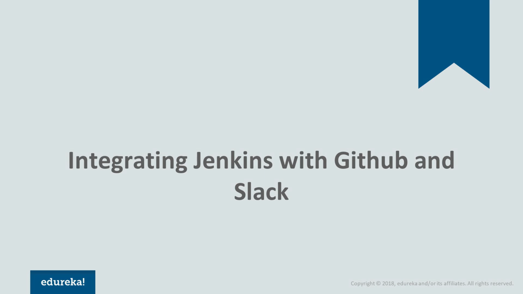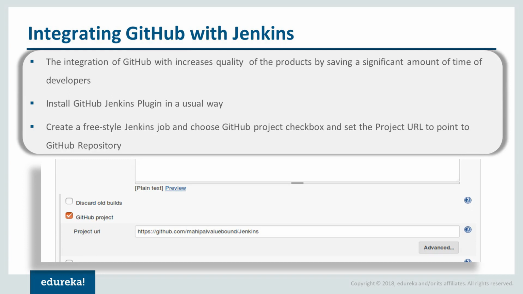Now we will take a look at some of the ways we integrate Jenkins with other tools. To be more specific, we will take a look at GitHub and Slack integrations with Jenkins. GitHub integration is pretty straightforward. There is no complication here. We have already seen that the Git plugin is installed by default. You can just go ahead and install the GitHub plugin as well.